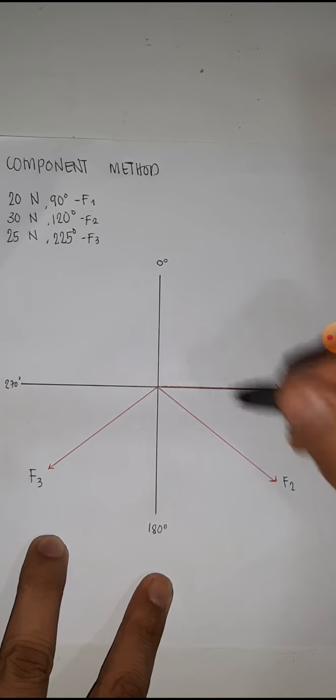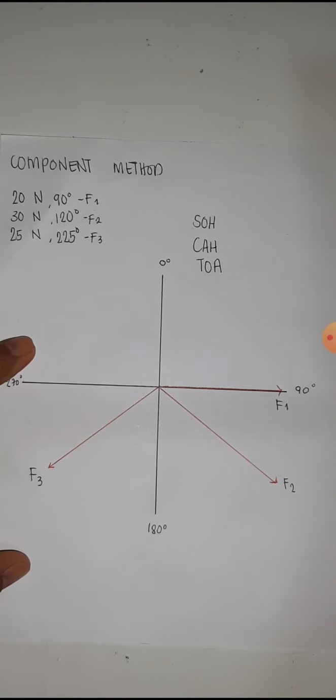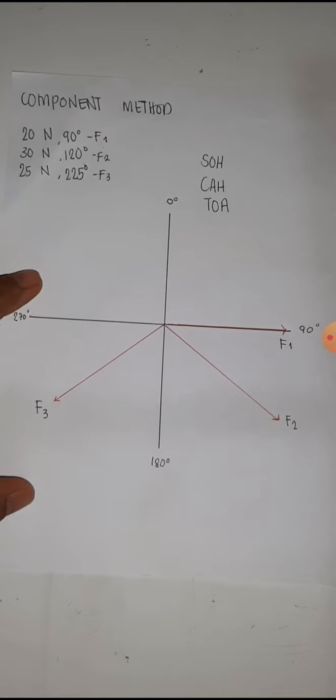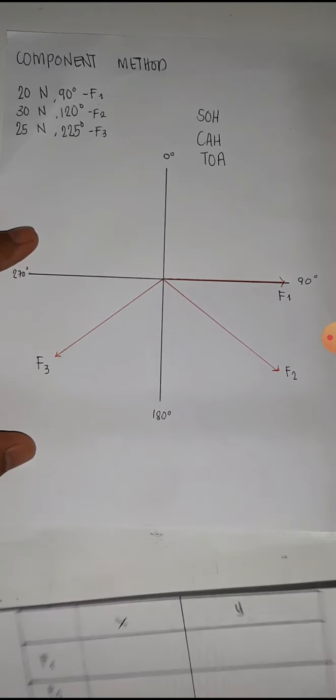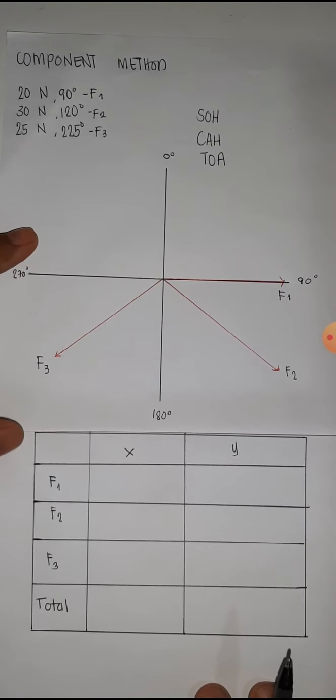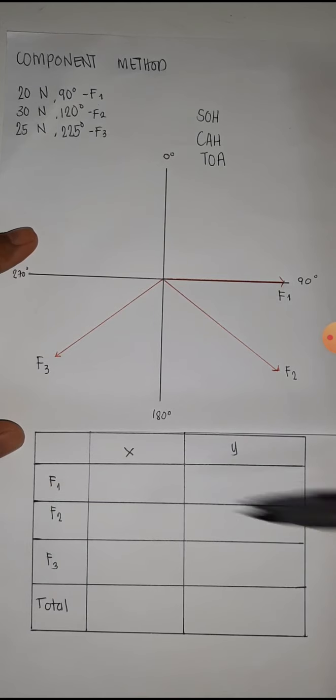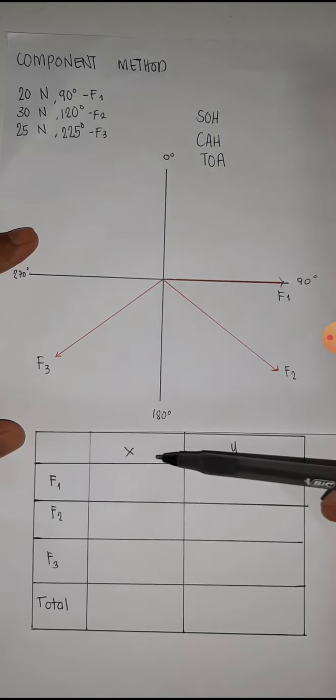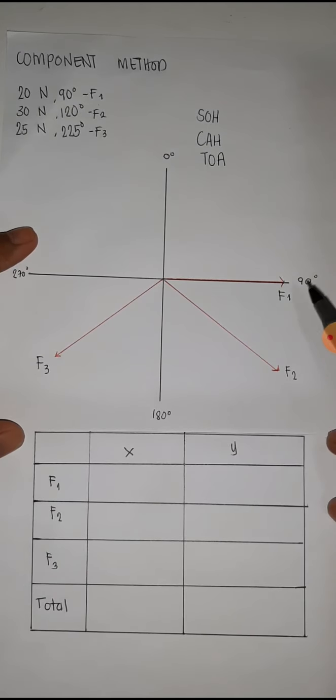S is sine, that is opposite over hypotenuse. C is cosine, that is adjacent over hypotenuse, and tangent is opposite over adjacent. Again, in finding the resultant vector, we're going to use a table. The table that we're going to use is this one. You have here your F1, F2, and F3, and you have your x and y component for each.